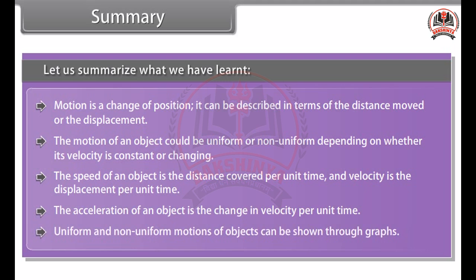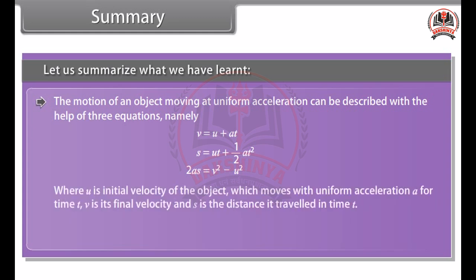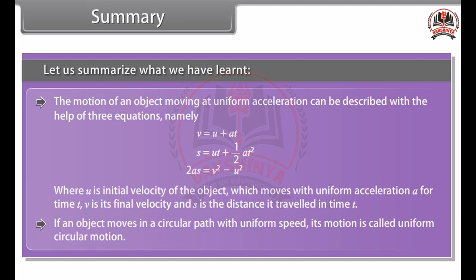Uniform and non-uniform motions of objects can be shown through graphs. The motion of an object moving at uniform acceleration can be described with the help of 3 equations, namely, v is equal to u plus at, s is equal to ut plus 1 upon 2 at square, 2as is equal to v square minus u square, where u is initial velocity of the object, which moves with uniform acceleration a for time t. v is its final velocity and s is the distance it travelled in time t. If an object moves in a circular path with uniform speed, its motion is called uniform circular motion.